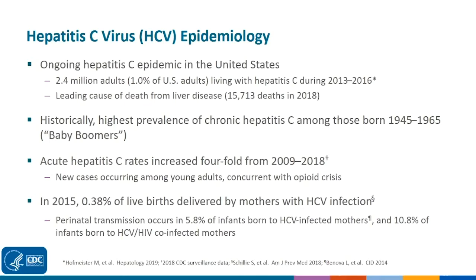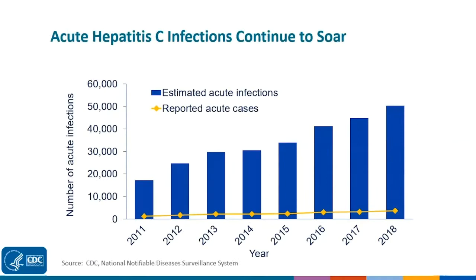As I mentioned, rates of acute hepatitis C are on the rise. The data here, which illustrates 2011 through 2018, indicates that the number of reported acute hepatitis C cases, as indicated by the yellow line, tripled. It's important to recognize that the number of reported cases represent only a fraction of the estimated total number of acute cases, the estimated cases being represented by the blue bars, which, after adjusting for under-ascertainment and under-reporting of cases, increased from an estimated 17,000 in 2011 to over 50,000 in 2018.